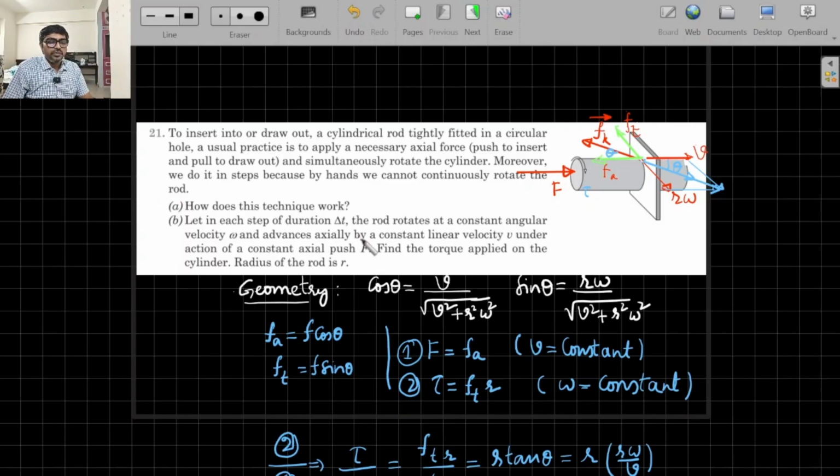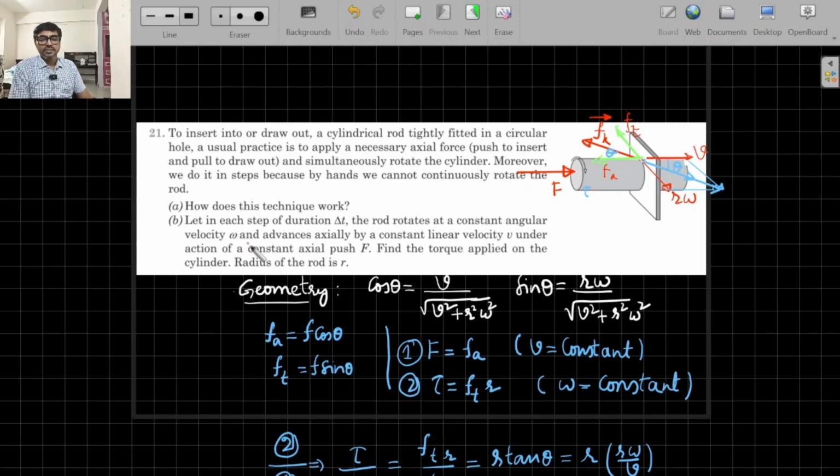Let in each step of duration delta t, the rod rotates at a constant angular velocity omega, meaning net torque is 0, and advances axially with a constant linear velocity v. That means the acceleration of the center of mass is 0, net force is 0. And in the process we are applying a constant axial push F. Find the torque tau that you need to apply so that this process can continue like this.